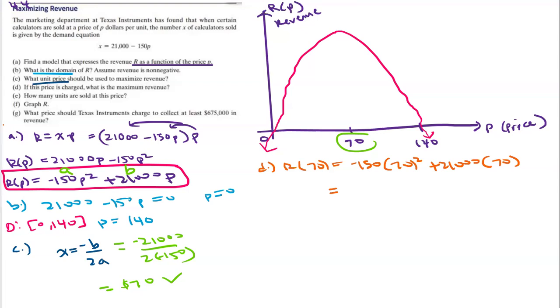If we put that in a calculator again to save us on time, we get a revenue of $735,000. So it's telling us if we sold at $70 a piece, then our maximum revenue is going to be $735,000.